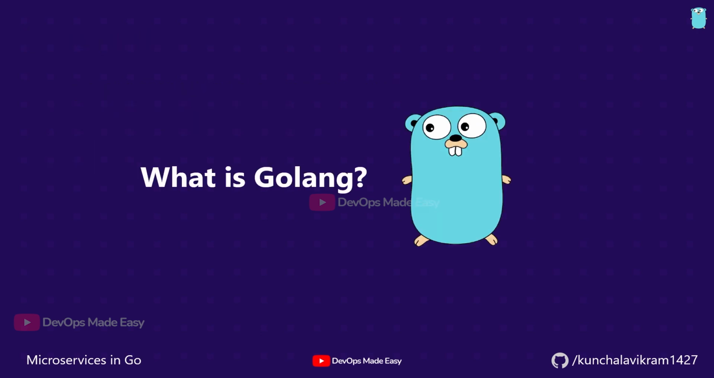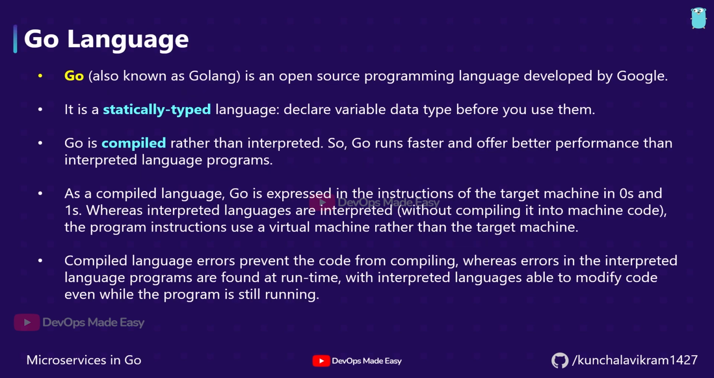So what is Golang? Golang, also known as Go, is an open source programming language which is developed by Google, and it is a statically typed programming language. That means that you need to declare the type of variable before you actually use them. When you compare with interpreter based languages like Python, we don't have to declare the variable type because it is automatically calculated during the runtime. But in case of Go, Go is statically typed. That means that you need to declare the type of variable even before using it.